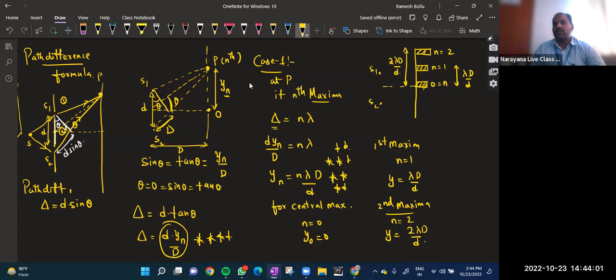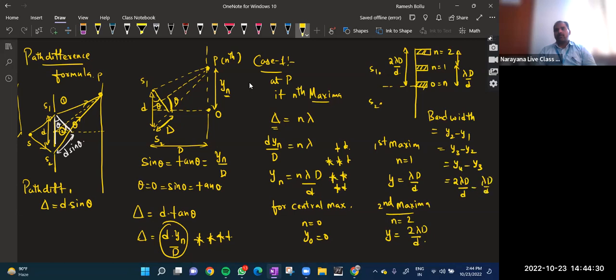The distance between two successive bright bands is called bandwidth. How can we define bandwidth? Bandwidth is nothing but the distance between two successive bright bands, I mean either y2 minus y1 or y3 minus y2 or y4 minus y3, whatever. You substitute the y2 value: 2 lambda D divided by small d minus lambda D divided by small d. So the formula for bandwidth is lambda capital D divided by small d. I am requesting everyone to remember this formula also at your fingertips.